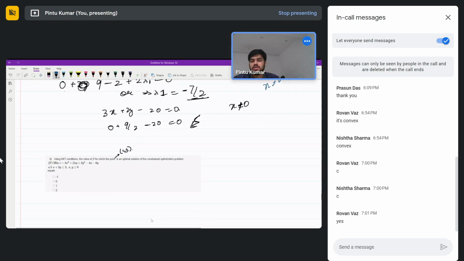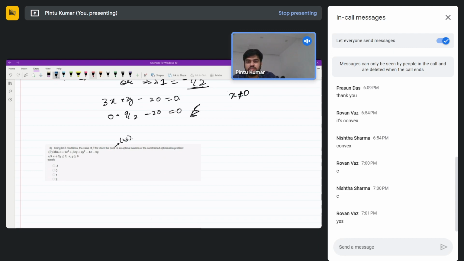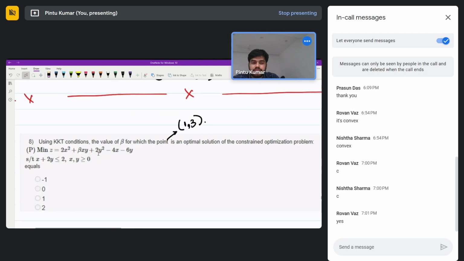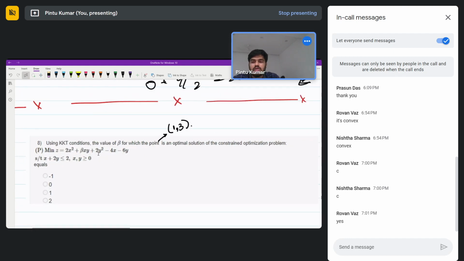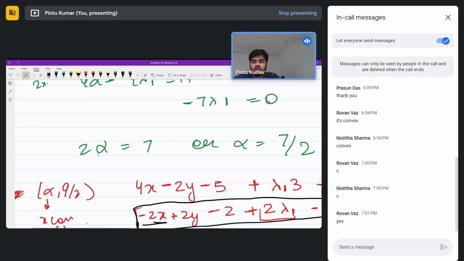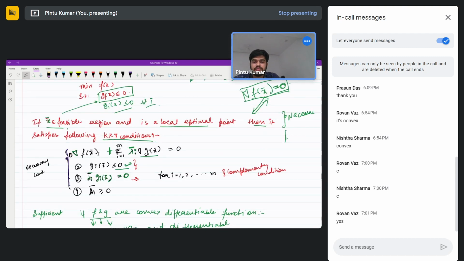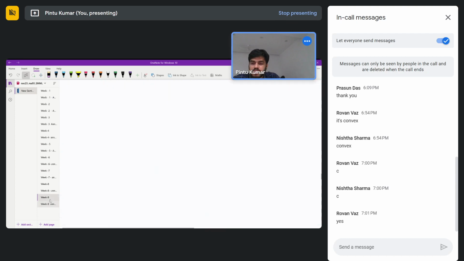Okay. Now we have another question. I solved one based on KKT conditions, so you guys can try solving this one. I'll give you ample time. I'll also copy the KKT conditions here, a slightly cleaner one. Just give me a second.